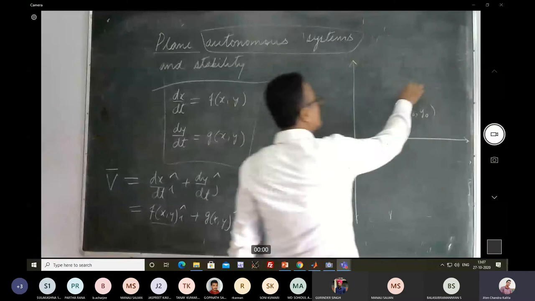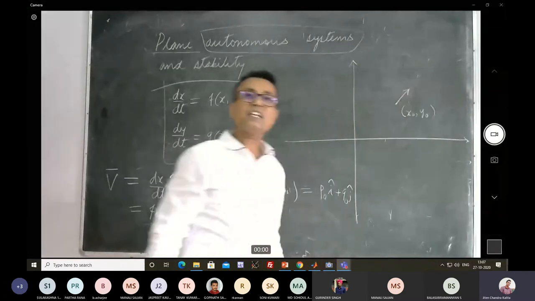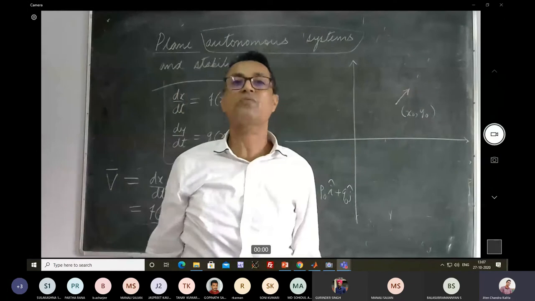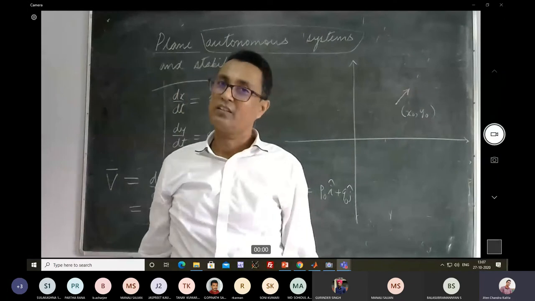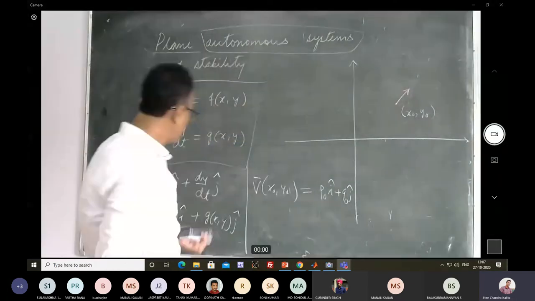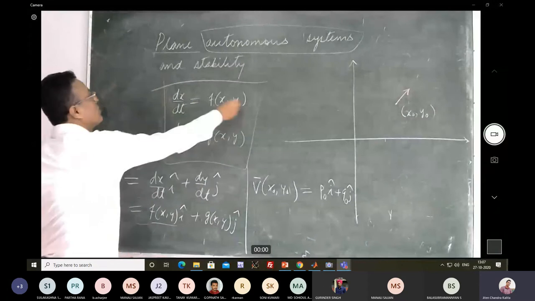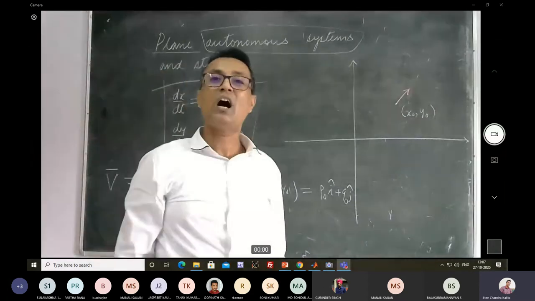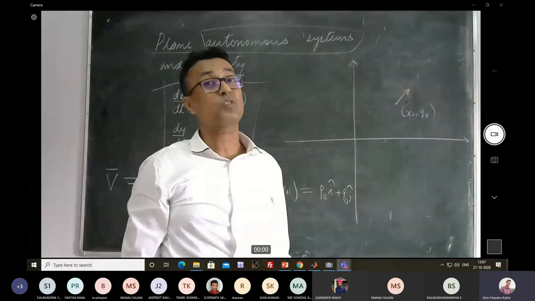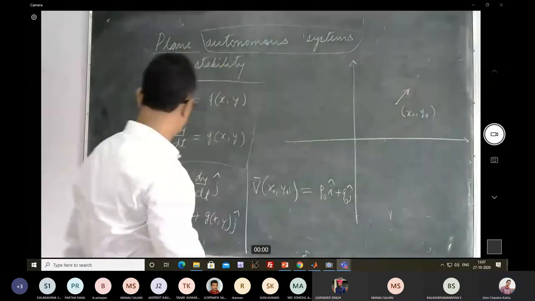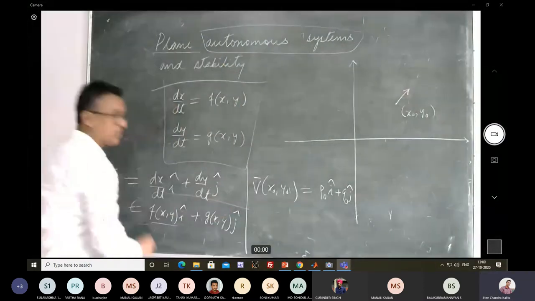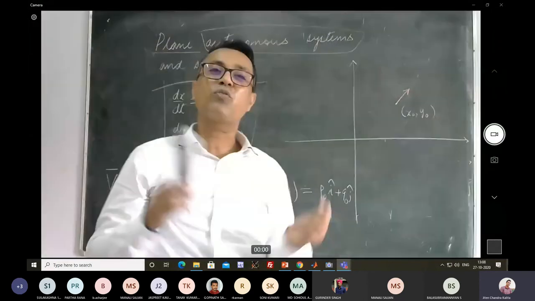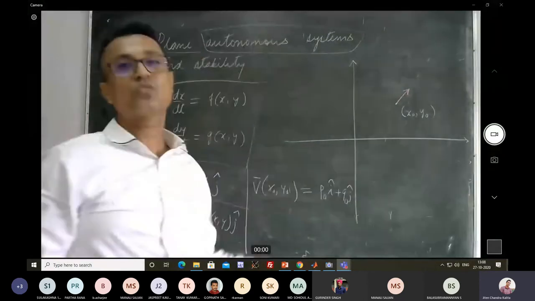So similarly at all the points, I can get some vectors, and that is going to define a vector field. Fine? Okay? So that means even without actually solving this equation, I can have an idea about how the solution is going to look through this equation. Okay? Fine? So now, in fluid dynamics, we do exactly like this.